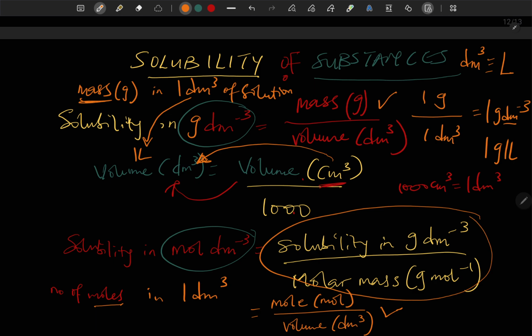Now, what is this equation here? This equation shows the relationship between solubility in gram per dm cube and solubility in mole per dm cube. The relationship between the two of them is that solubility in mole per dm cube is equal to solubility in gram per dm cube divided by molar mass of the substance in gram per mole. So if you have the solubility of a substance in gram per dm cube, you can determine the solubility in mole per dm cube by dividing by the molar mass of the substance. Yeah, I think that's clear.